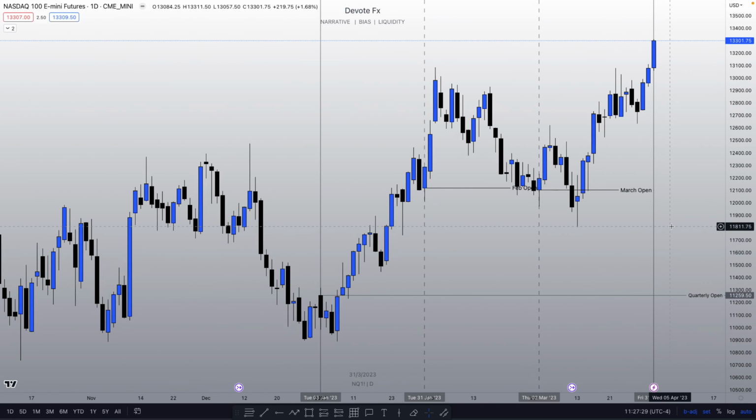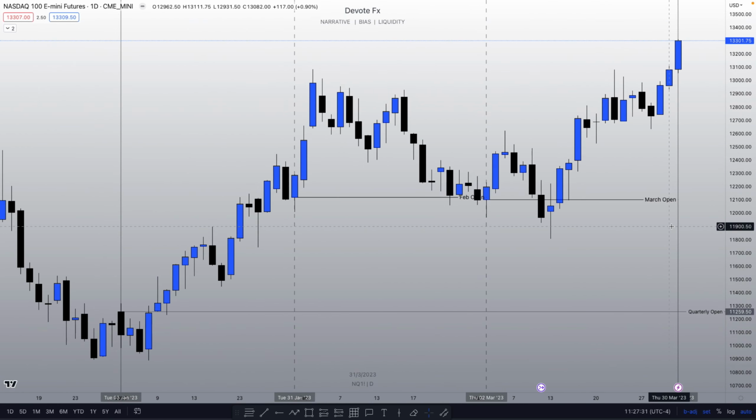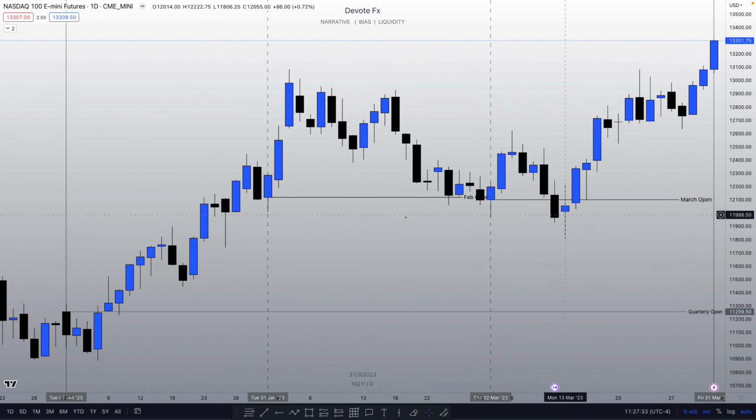NASDAQ. So unlike ES, NASDAQ did take out liquidity from previous quarter right here. Very shallow run, but it still took out this liquidity. Displaced higher, trades back down into your fair value gap, and so on and so forth.